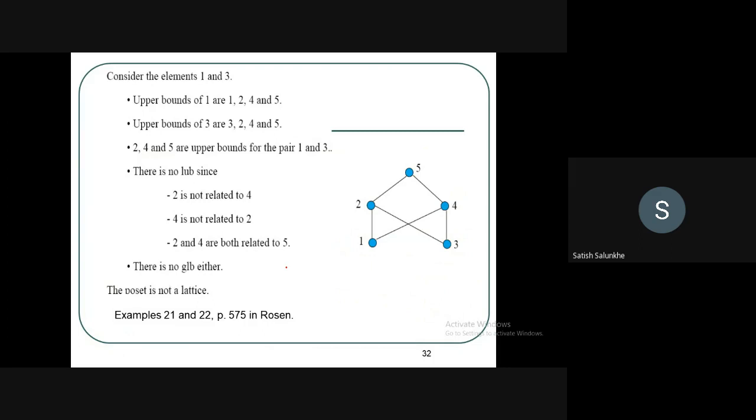Let us go step by step. What is the lower bound? If I say I want to know the lower bound of phi, what is the meaning of lower bound? When I say lower bound, I give some input, that is the lower bound of B. It is the collection of all the elements A such that A is related to B. So what is the lower bound for phi? It is 2, 4, 1, 3. Every element is related to phi, so that is the lower bound of phi.